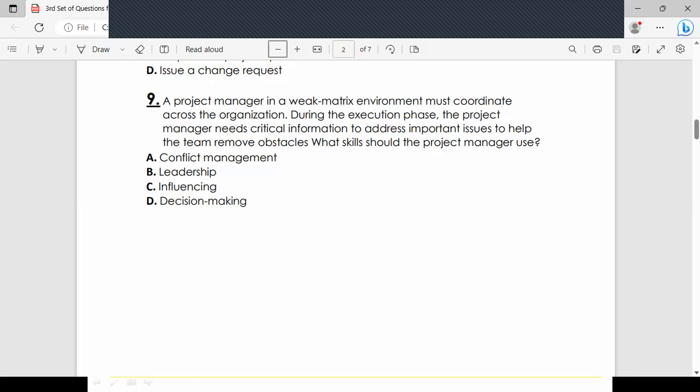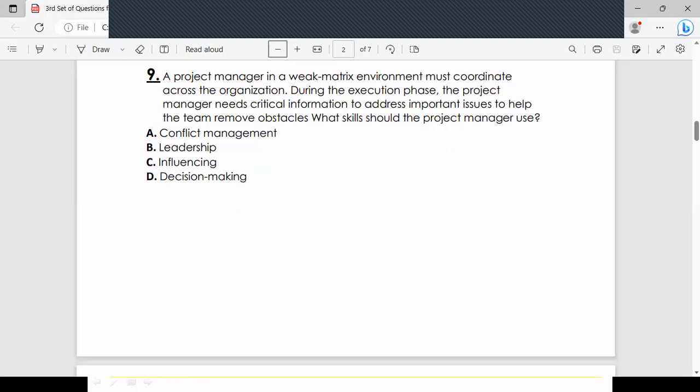What is the correct answer? Is it leadership? Is it decision making? No, decision making, you can't make a complete decision, right? They will give some power for you to make certain decisions. But here, what you have to do is influence your people, right? So they need to listen to you. So the correct answer for you to choose is influencing. You have to influence your people. Okay. So 9, it will be C.